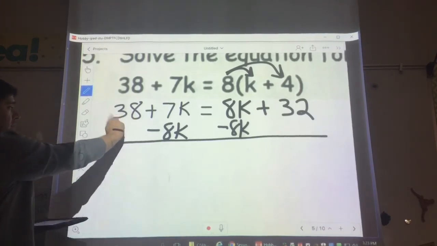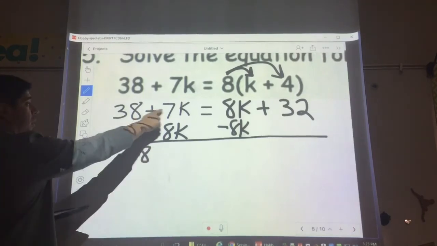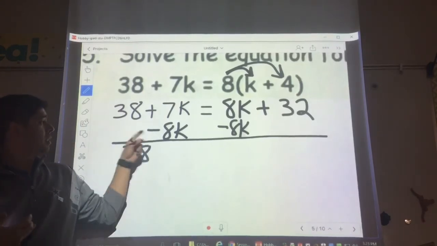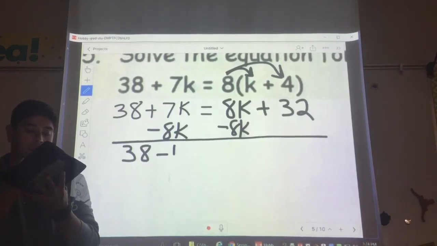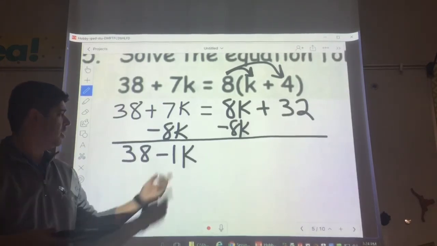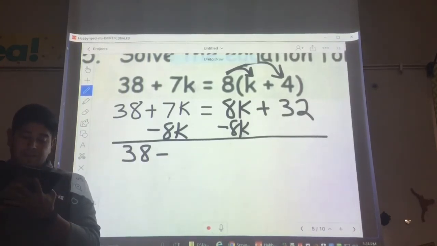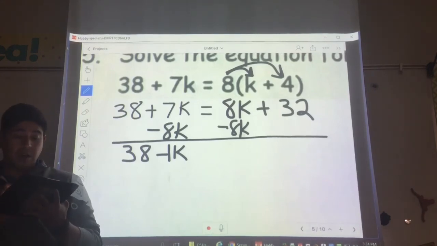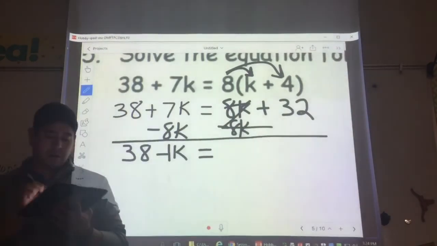Now I just work my way down. 38 comes down. Plus 7k minus 8k. Put that in your calculator if you need to, because this isn't just 1k, it's a negative 1k. Now, do I really need to have the 1 in front of it? No. You can just make it negative k. Actually, you know what? We will make it 1k, and I'll show you why. Alright, that equals, this is going to zero out, and then I bring the 32 down.